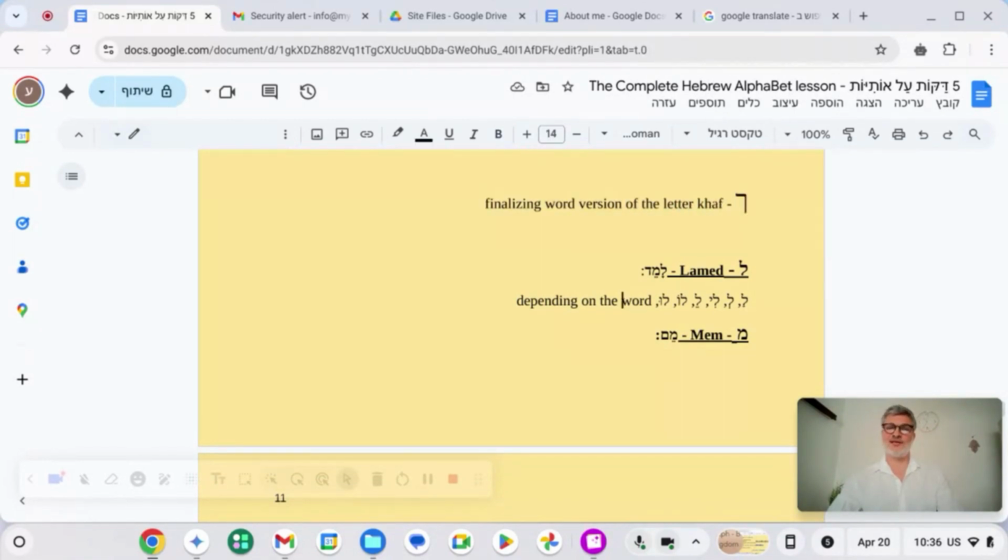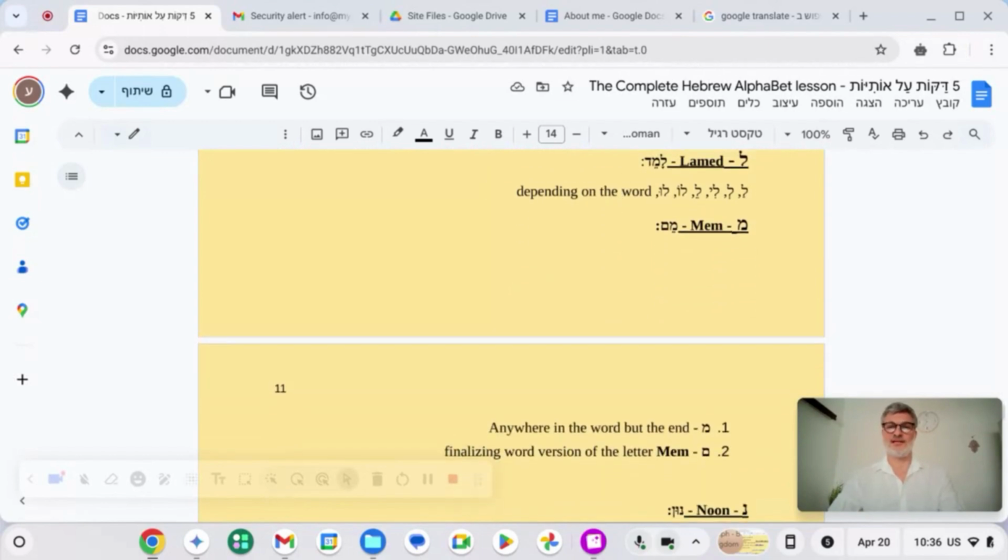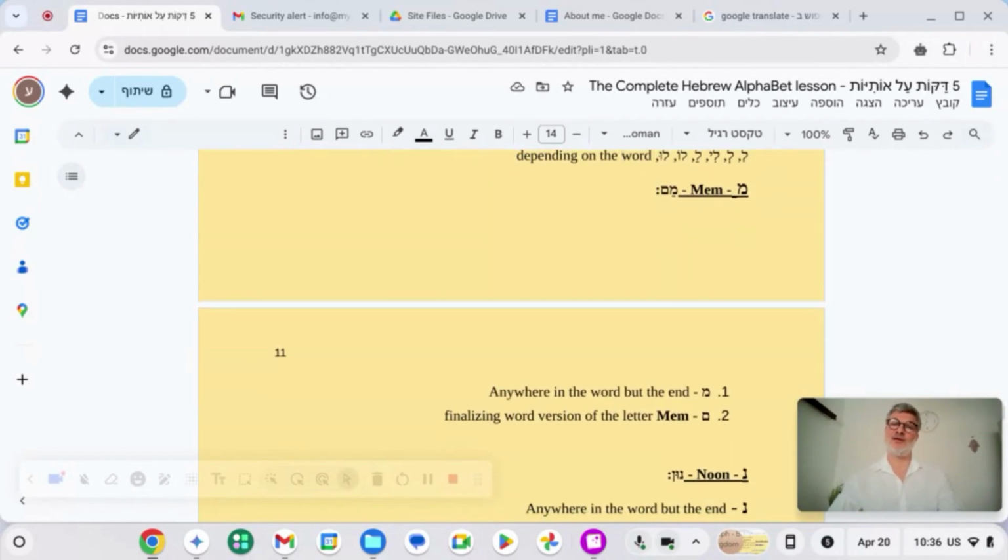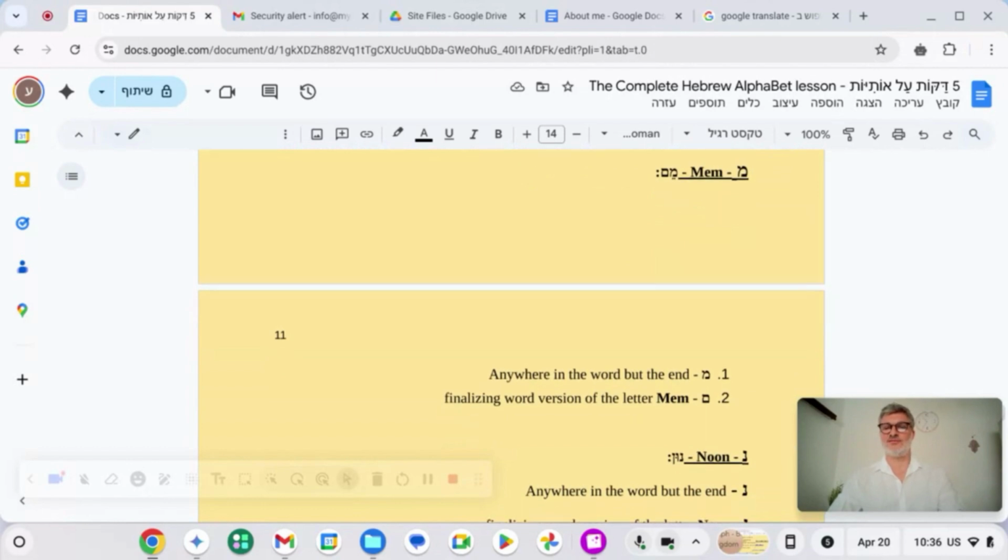The next letter is the letter lamed. Depending on the vowel sign, it could sound like le, la, li, lo, or lu. The next letter is the letter mem. The letter mem has two versions. When it shows in the beginning of the word or in the middle, it will look like this. When it shows up at the end of the word, it will look like that.